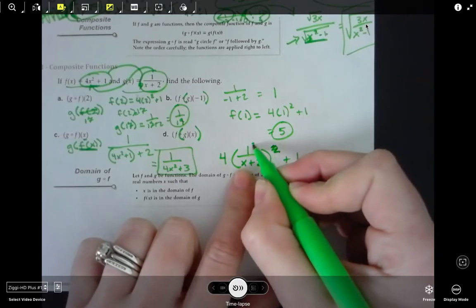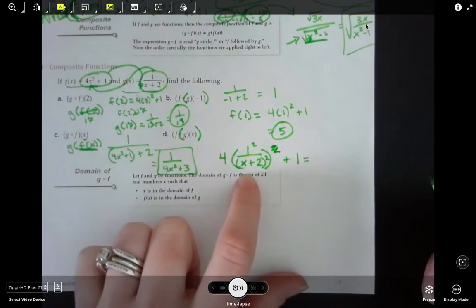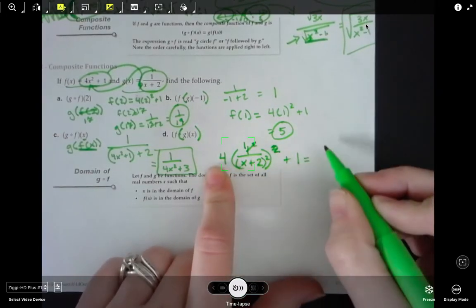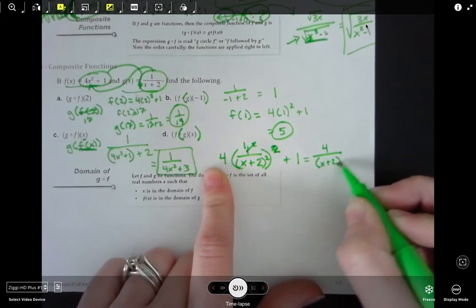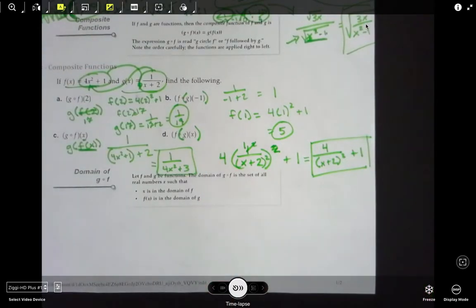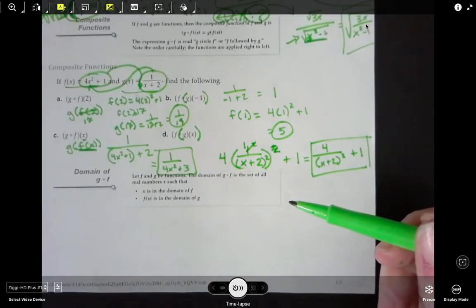This 2 can basically do this. I can square the 1 and I can square the quantity on the bottom. 1 squared is just 1, and I'm going to multiply that by 4. So 4 over (x plus 2) squared plus 1, like that. I'm just going to leave it like that. That makes it a little bit nicer. If you left it like this, I'm not going to count it wrong. That's totally fine too. So there is that.